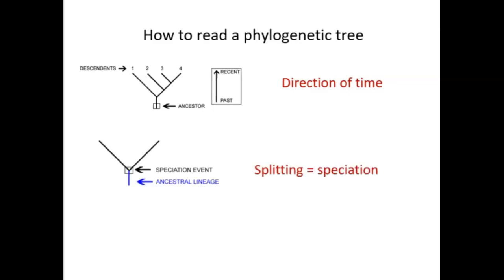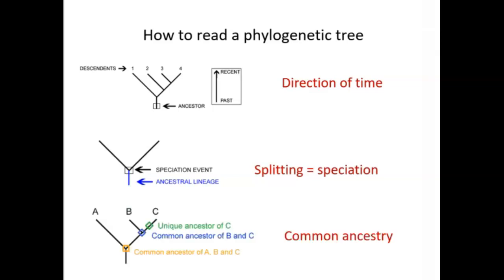A second thing to notice is the branching patterns on the trees. Each split represents a speciation event, where an ancestral lineage diverged into two or more new species. At this point, you should be thinking about the allopatric and sympatric speciation events. Third, note that living, surviving species are represented at the tips of the tree. In these examples, the species are represented by numbers at the top or letters in the bottom tree.